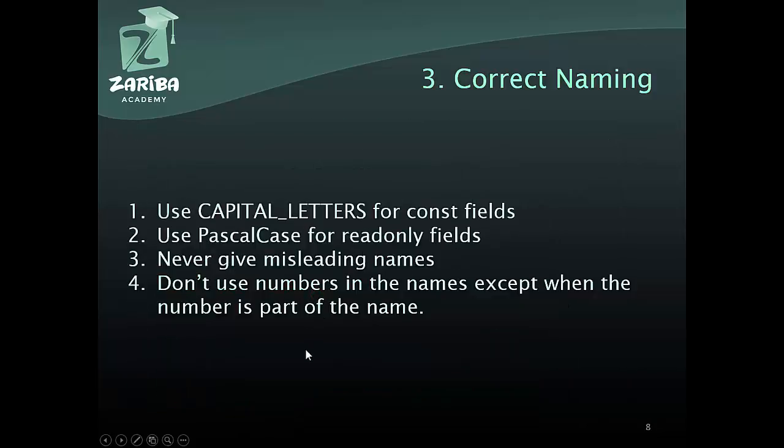Good. Okay, use capital letters. I actually researched that, and for C#, the correct way, according to many websites, is capital letters, the way I've shown it to you, and not Pascal case. Pascal case is used for read-only fields as well. Never give misleading names. Okay, so this is the worst thing that you can do. Name your variable bunny and it's actually a zombie, right? It's really bad, and no one would know what's going on in your code.